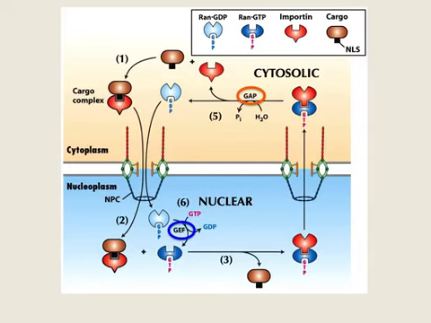Okay? So how you're going to regulate that? By positioning the GEF and the GAP in the corresponding way. Right? So that's why the GEF, so the exchange, so the reactivation of the RAN, if you will, happens only on the nuclear side, and the GAP on the cytosolic side. Okay? So it's the polarity of the GEF and the GAP that determines the polarity of the whole system, if you will.